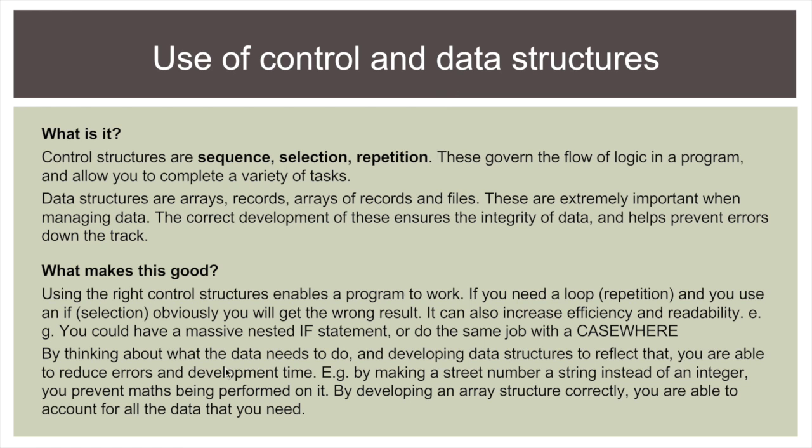In terms of data structures, by thinking about what the data needs to do and developing data structures to reflect that, you're able to reduce the errors in development time. So one example would be making a street number a string instead of an integer. You prevent accidentally doing maths on it. And again, by developing an array structure correctly, you're able to account for the data you need, reducing time in redeveloping those data structures.